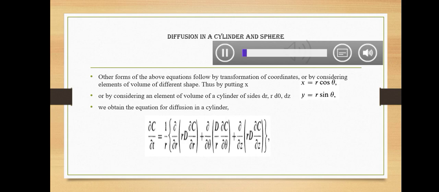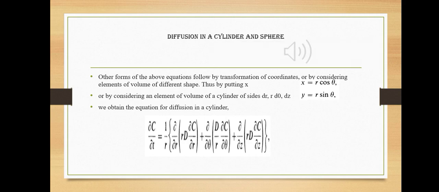Here in this slide we can see diffusion in a cylinder and sphere. Other forms of the equation follow by transformation of coordinates or by considering elements of volume of different types. By putting x equals r cos theta, y equals r sin theta, or by considering an element of volume of a cylinder of size dr, r d theta, dz, we obtain the equation for diffusion in a cylinder as given below. You can see.